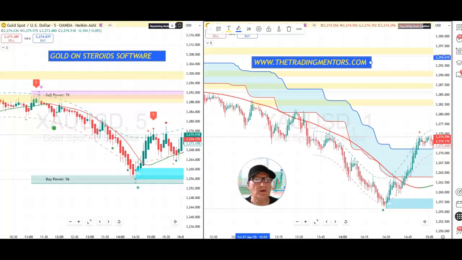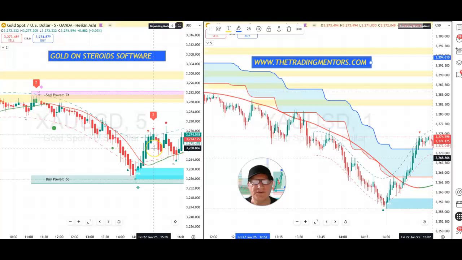So let's go on to the Gold on Steroids software. This is a Pine script software, so you just simply add it into the Pine script editor and then you are off to the races. So this is basically how it works. Whenever we see the price below the 50 moving average, this is a 50 moving average with a power sell of 74, very strong power sell. Anything above 60 is very powerful. This is a weak support zone.